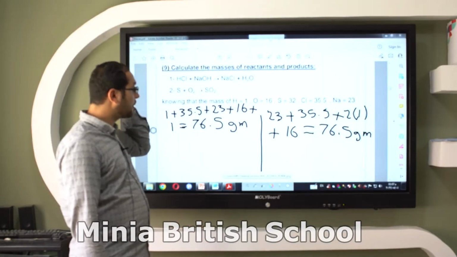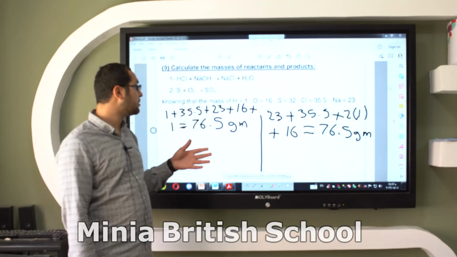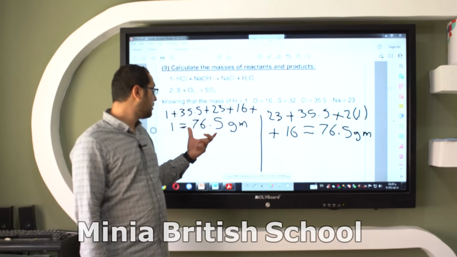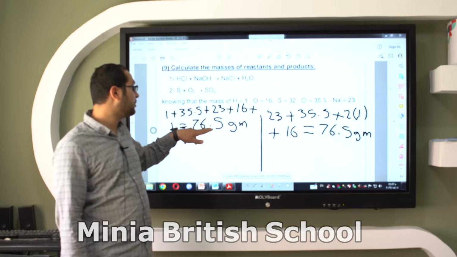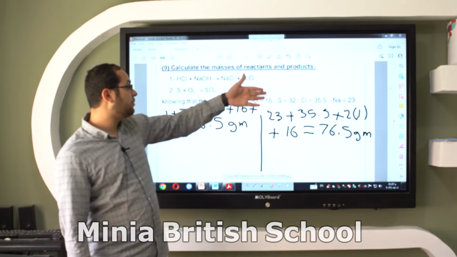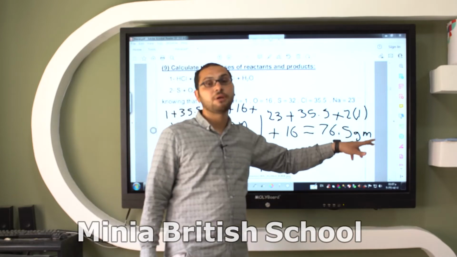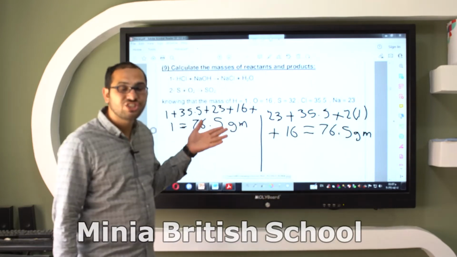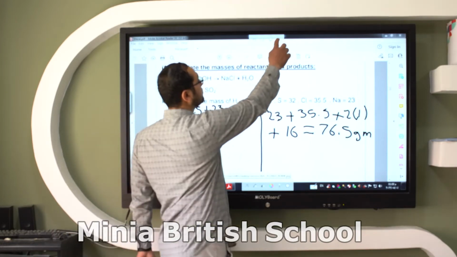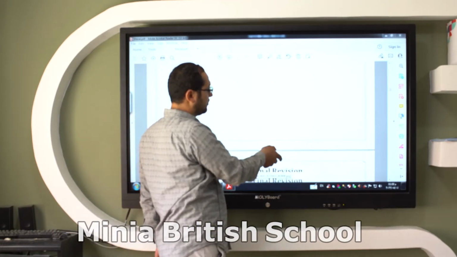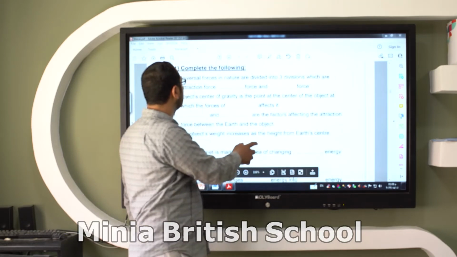So we are talking about calculating the masses of reactants and the products. So here the mass of reactants equals 76.5 gram and the mass of products equals 76.5 gram. That means this equation achieves the law of conservation of matter. Okay, let's move on to unit 2.